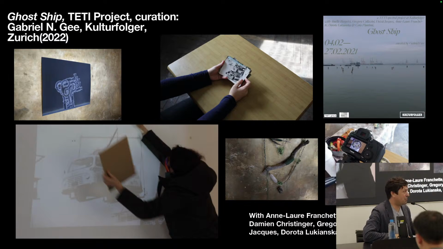And Ghost Ship, the theme fitted quite well in that, exploring spectral narration with a number of artists that you see here on the bottom. On the left-hand side, this is Cora wearing a mask, drawing some of her photography archive on the walls of the exhibition space called Culture Folger.